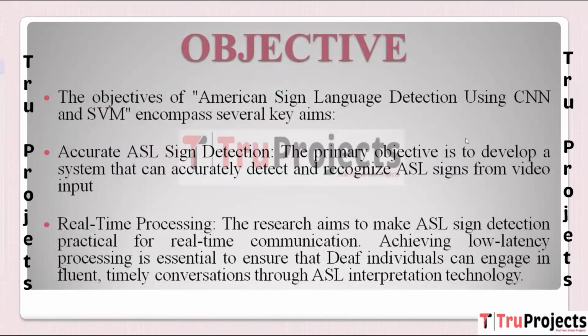So now coming to the objective part for this project. The goal of the study titled American Sign Language Detection using CNN and SVM encompasses several primary intentions. First, here we have precise identification of ASL signs. The primary aim is to create a system capable of accurately detecting and identifying American Sign Language signs from video input. Second, here we have real-time implementation. The research strives to make ASL sign detection feasible for real-time communication. Achieving minimal processing delay is critical to enabling deaf individuals to engage in smooth and timely conversations through ASL interpretation technology.